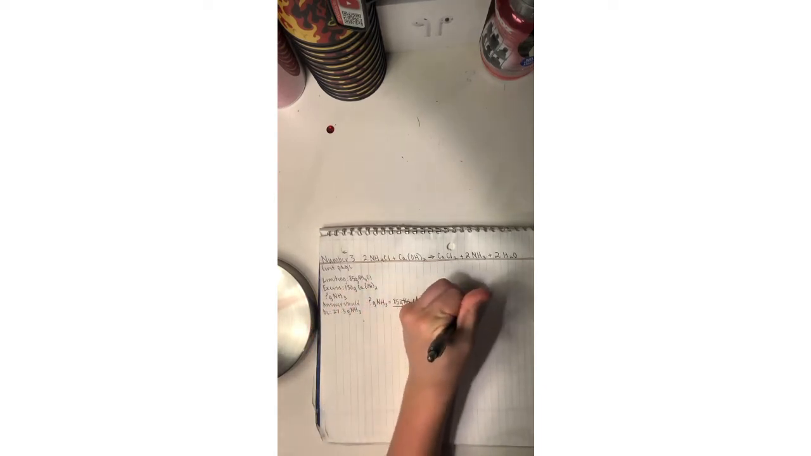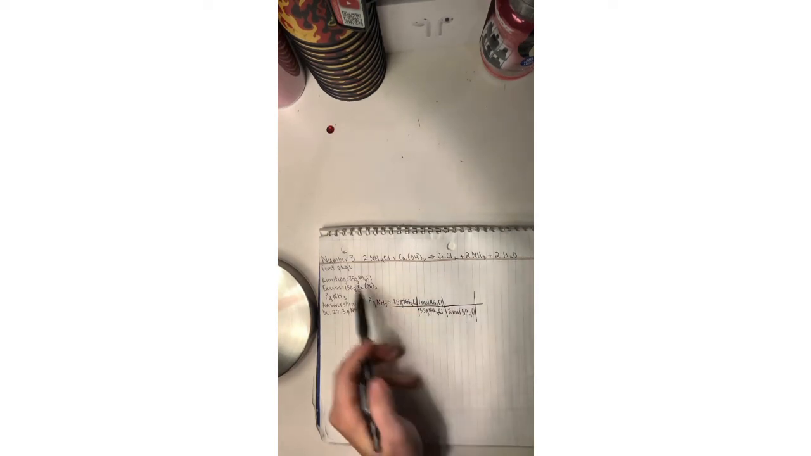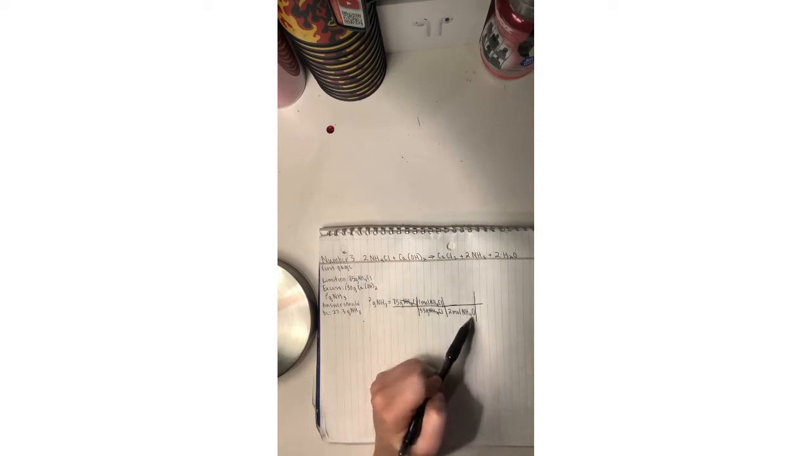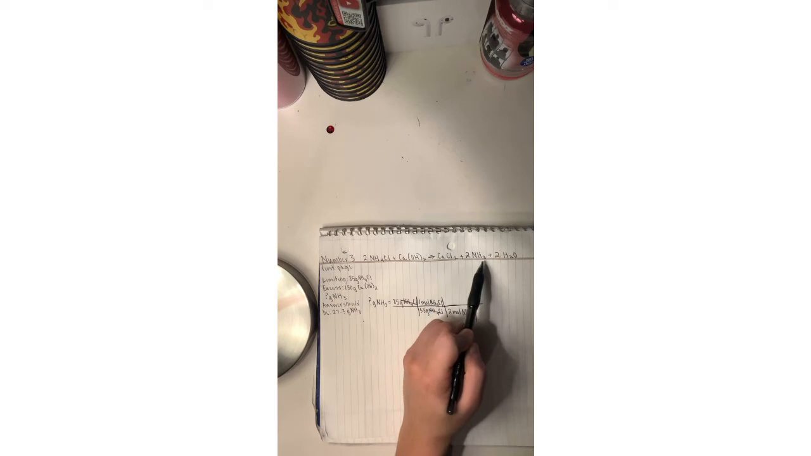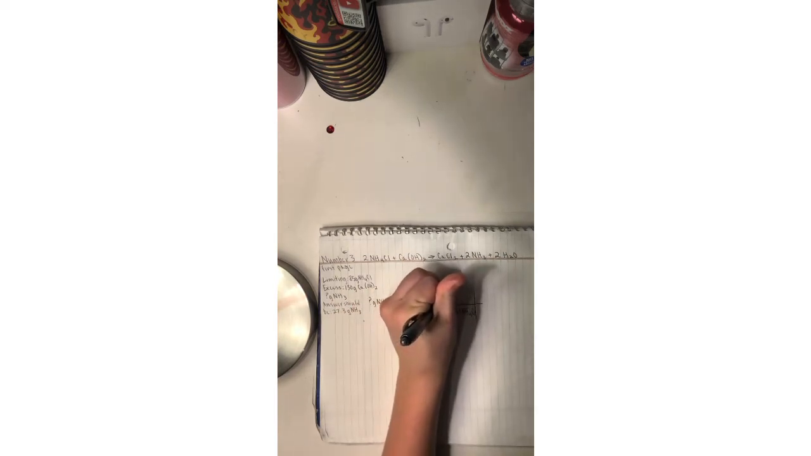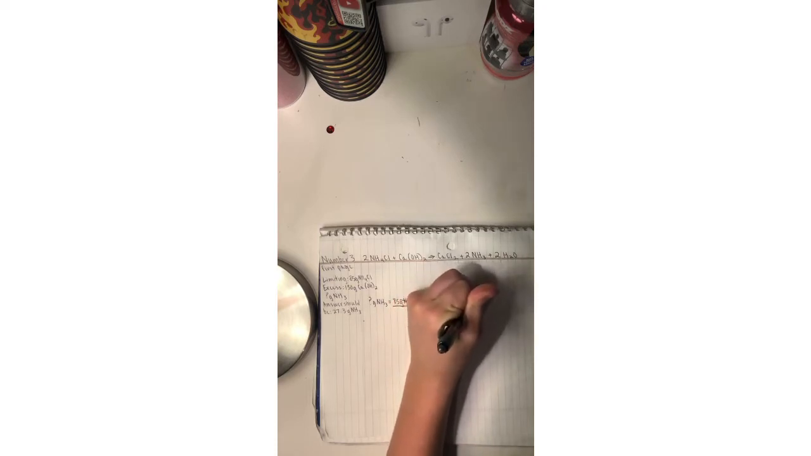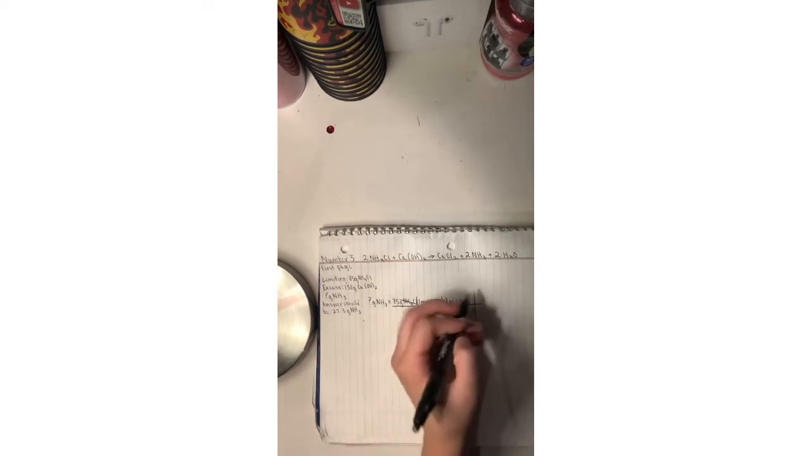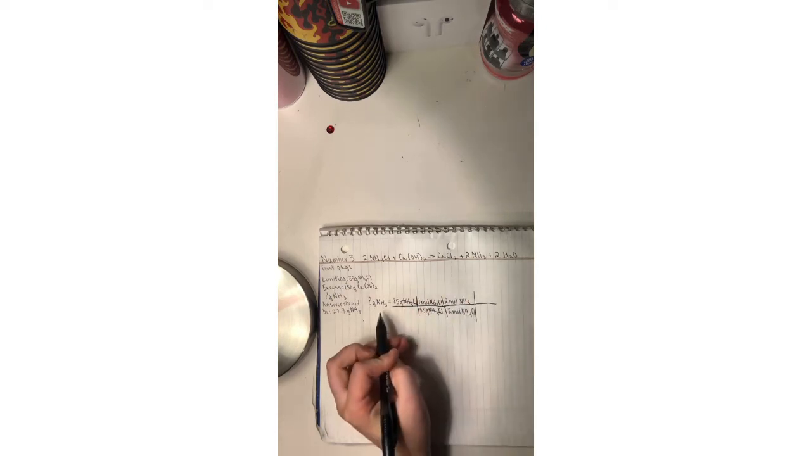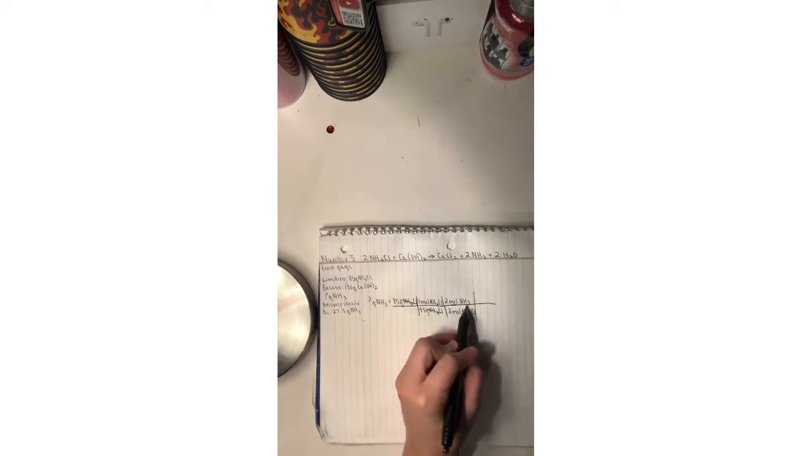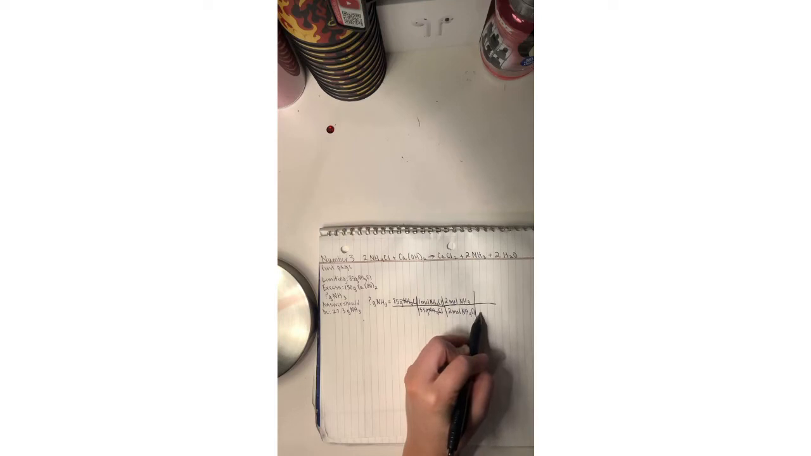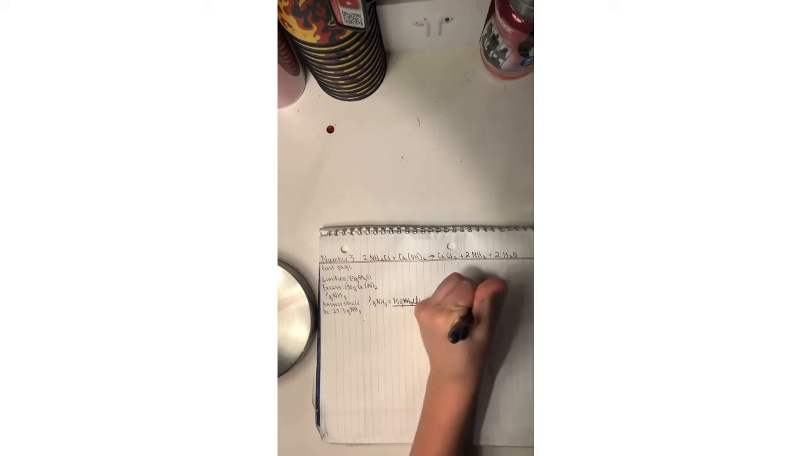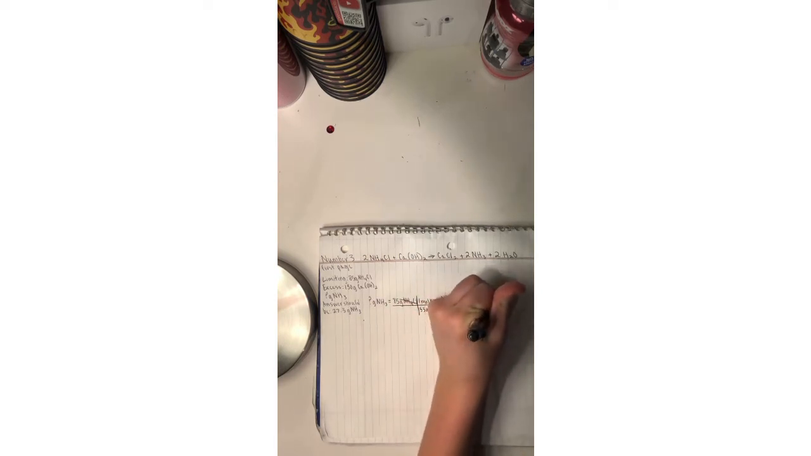2 moles of NH4Cl. So for every 2 moles of NH4Cl, there's 2 moles of NH3. So here's our mole to mole conversion, 2 moles of NH3. Now that we're at NH3, we still need to get to grams of NH3. So what we're going to do is turn 2 moles of NH3 into grams. So from 2 moles, it goes to 1 mole of NH3.